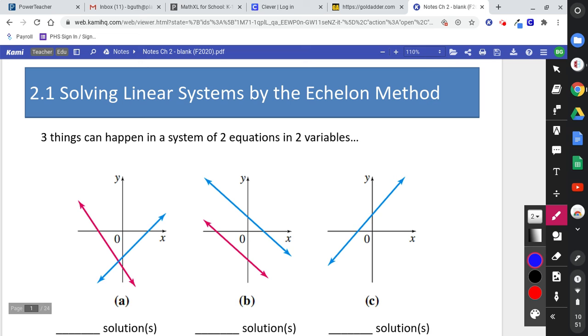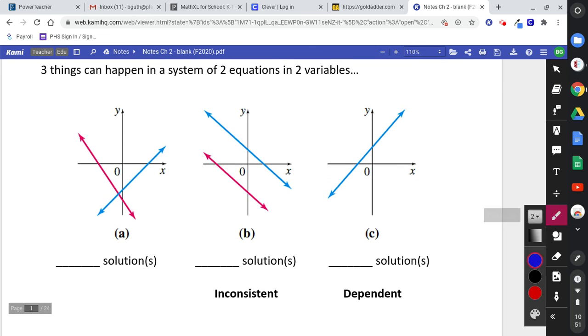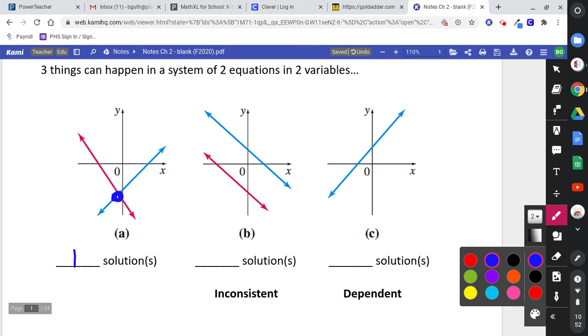So when we have two equations and two variables, we know that there are three things that can happen. We see two lines that cross, and when they cross, we know that there's one solution. There's one solution at that point, the point of intersection. If we have two lines that are parallel and don't cross, we would say no solution or zero solutions if you want. And also that system is called inconsistent.